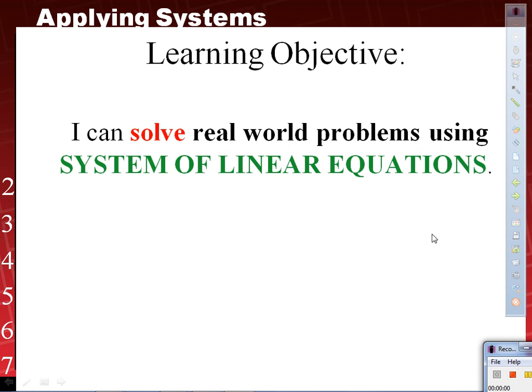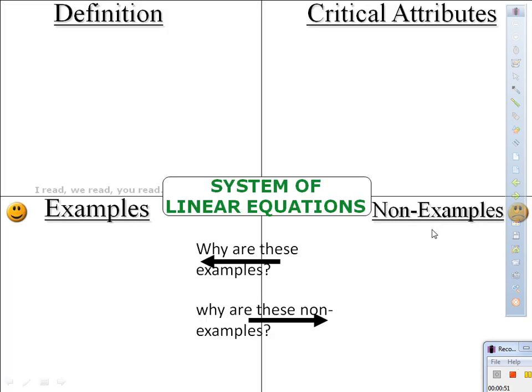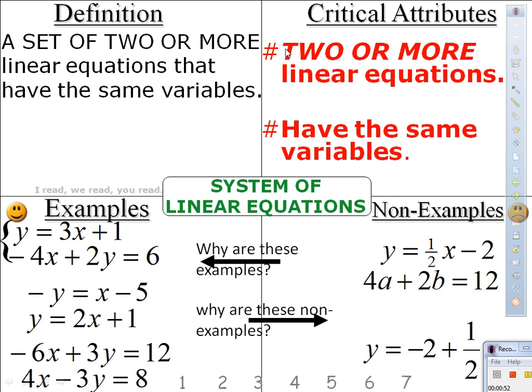What concept are we on? So you know the definition of system of linear equations. That is correct. Two or more linear equations with the same variable. Very good. So we don't need a Frayer model. By now we know these by heart, just in case you get definitions in the cumulative part. So you should know all this, yes?